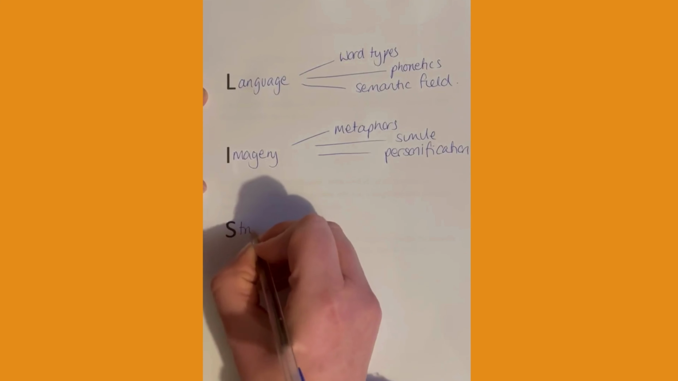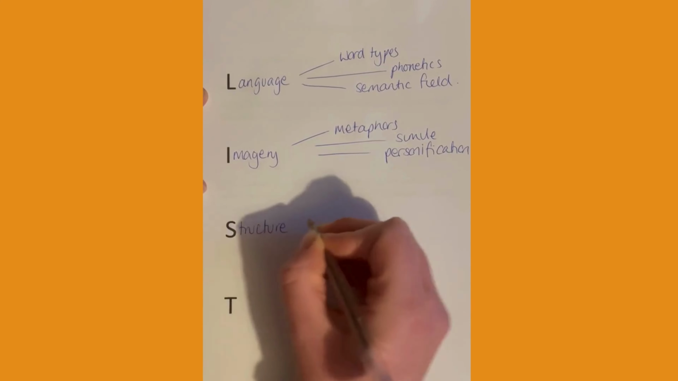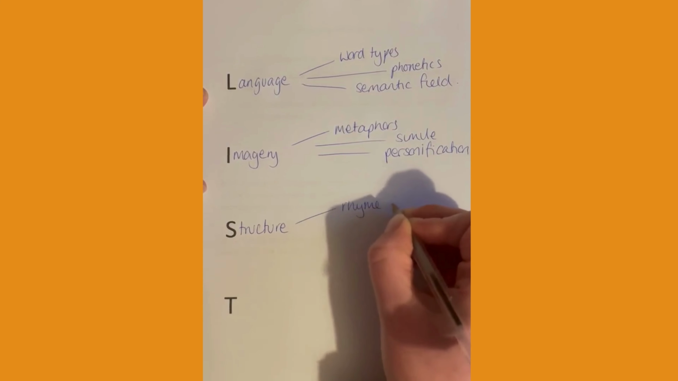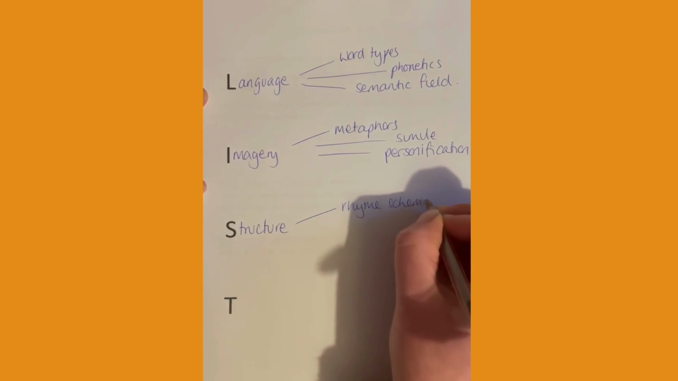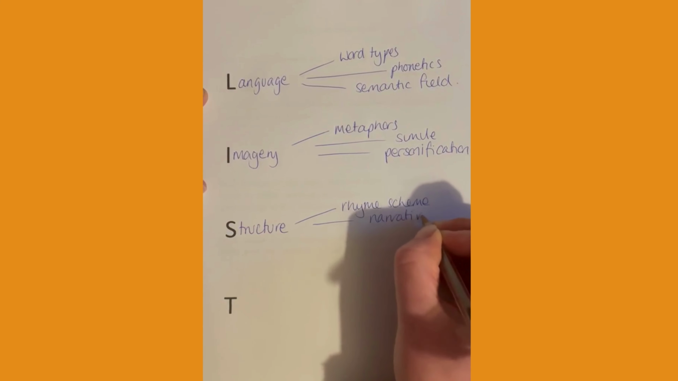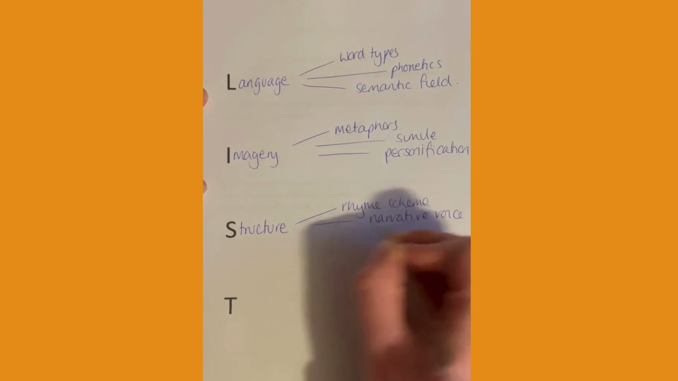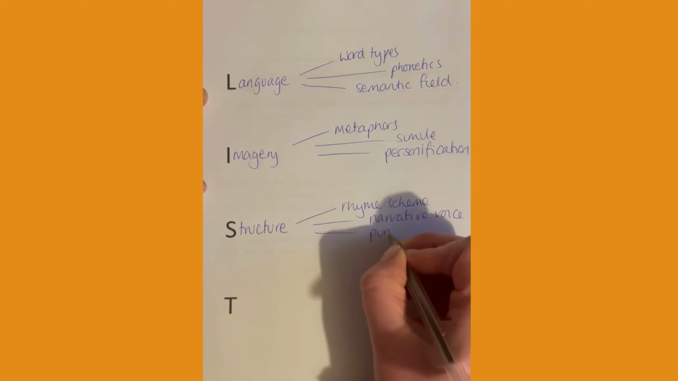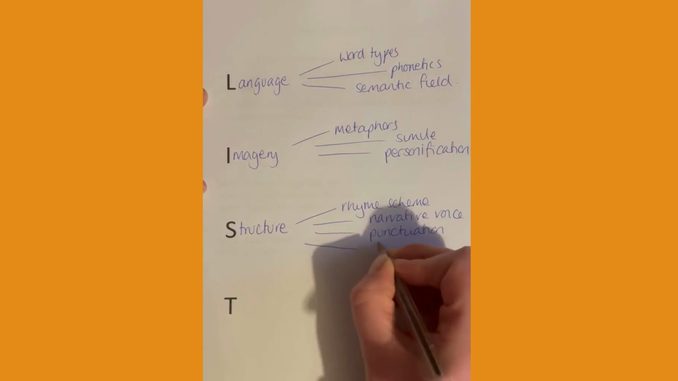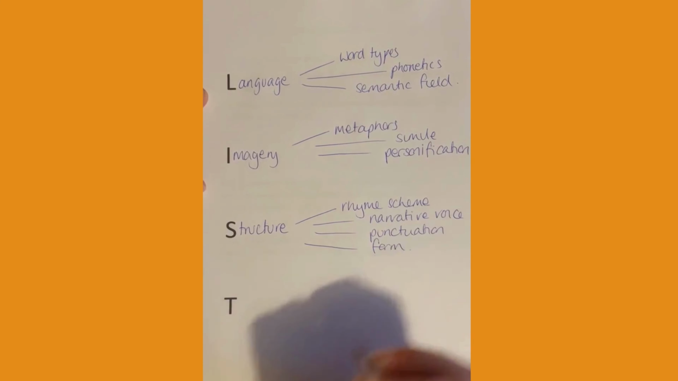Under S, we have structure. So the way that the poem is put together, so you'd be looking at rhyme scheme, narrative voice, use of punctuation, and here you would also include anything about form in a poem.